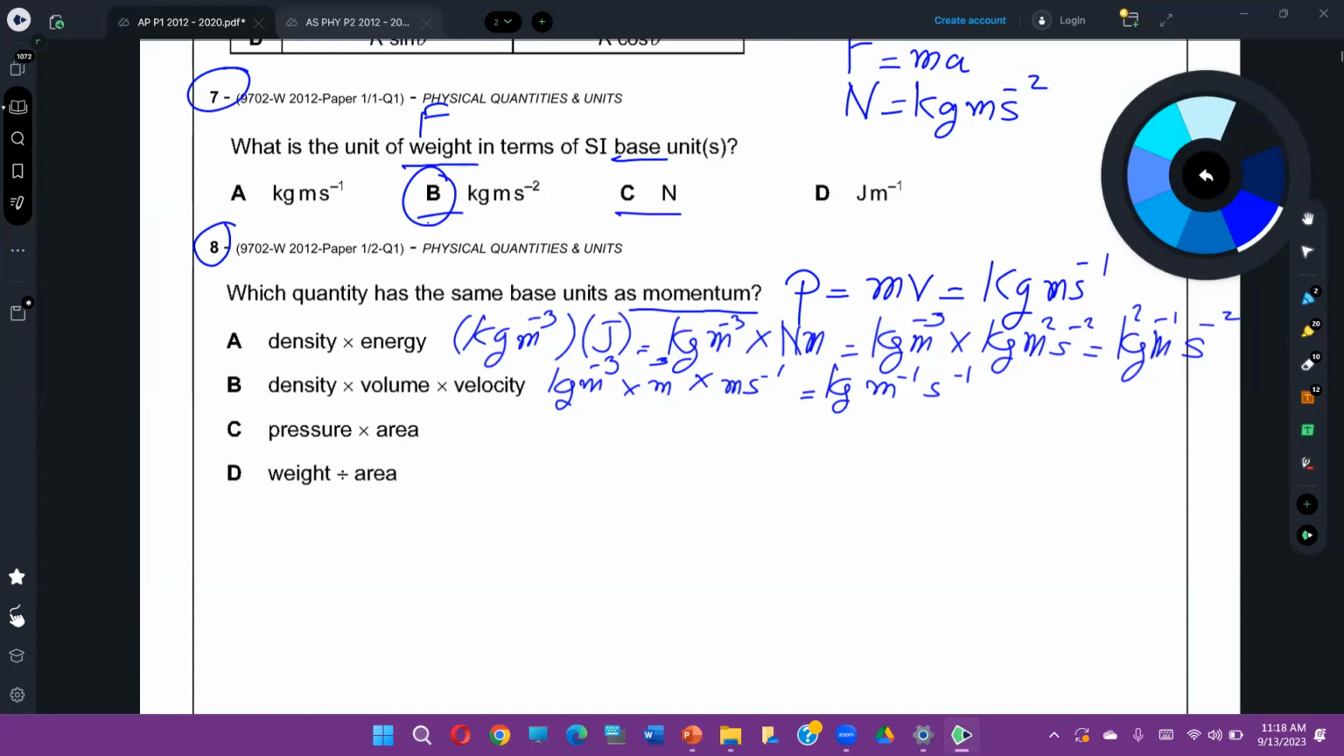Okay, pressure into area. Is it Newton per meter square into meter square? Meter square into meter minus 2. Remove the minus 1, so it is 1. kg m m⁻² s⁻¹ s⁻¹, kg m.